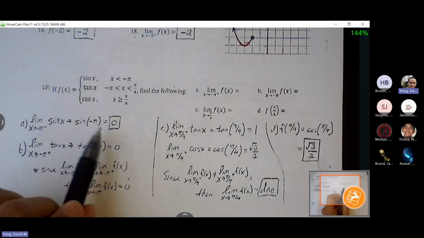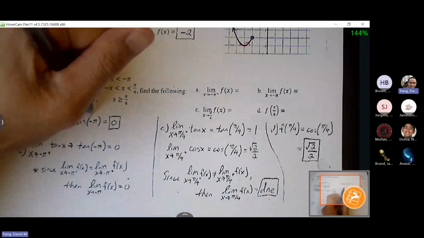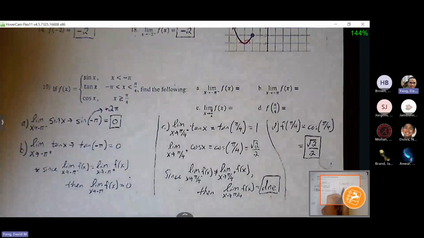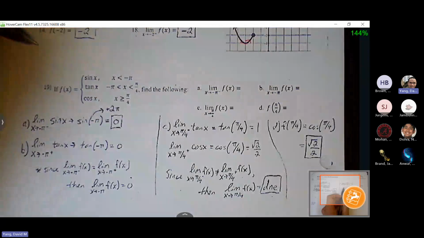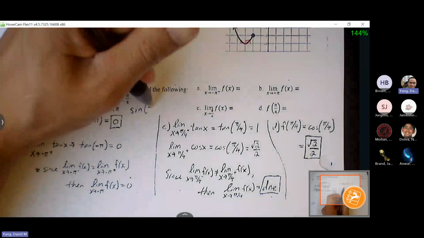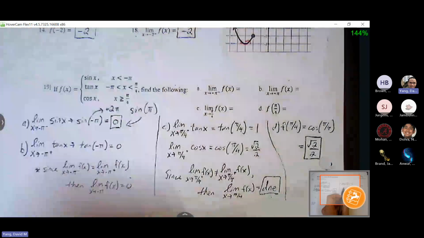So -pi goes in for x: sine of -pi. If you don't recognize sine of -pi, you can always add 2pi to get to something that may fit better with your unit circle knowledge. So -pi plus 2pi is pi. Sine of pi, we should know that unit circle value is 0.